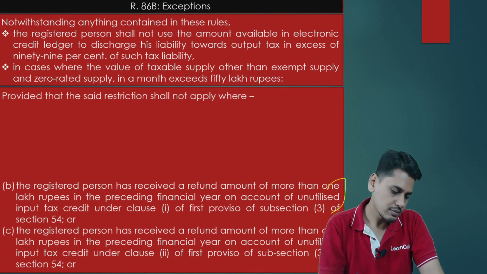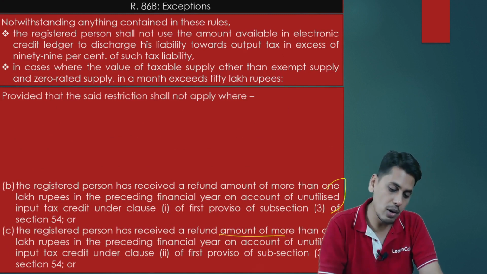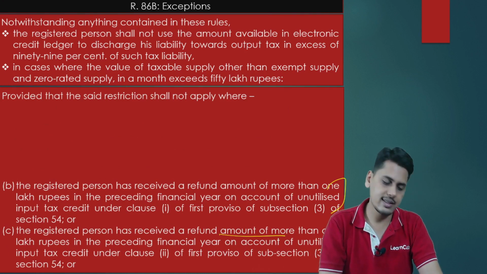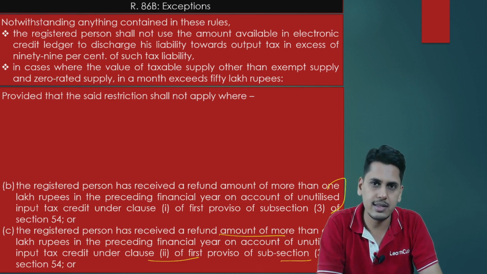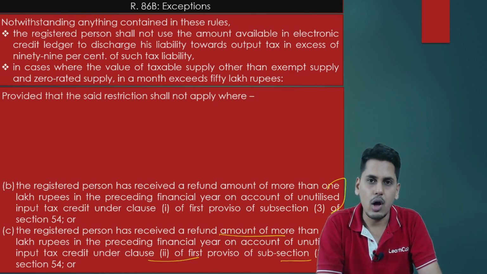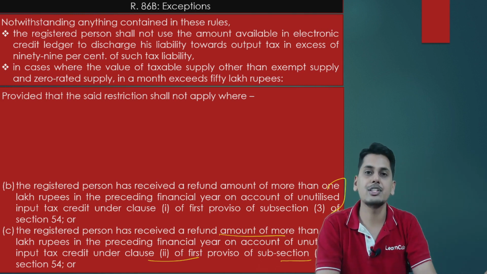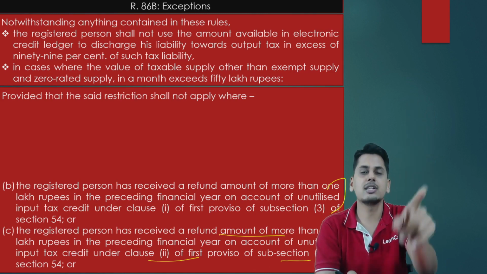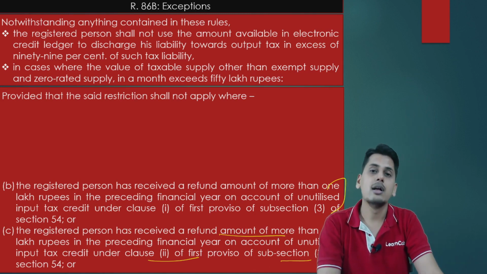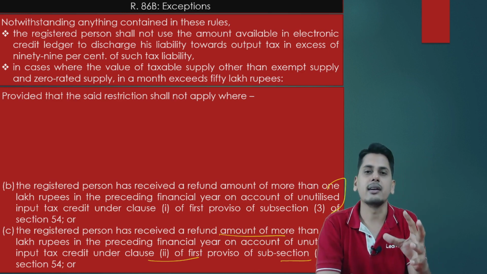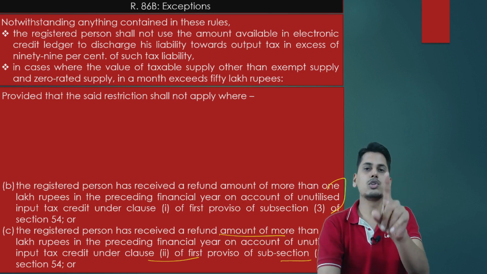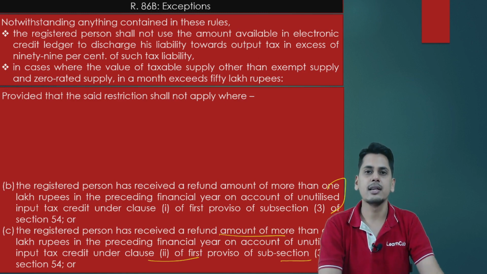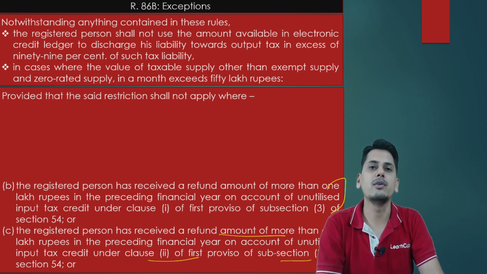The third concern. The registered person has received a refund of an amount more than rupees 1 lakh in the preceding financial year on account of unutilized input tax credit under clause 2 of first proviso of subsection 3 of section 54, which simply means that you have applied for a refund of an amount exceeding rupees 1 lakh in the preceding financial year. For what reason? Because your tax structure was inverted duty structure. Friends, if your input tax credit is getting accumulated, then you can apply for a refund only for 2 reasons. 1, you should be making zero rated supplies. 2, your tax structure should be inverted duty structure.